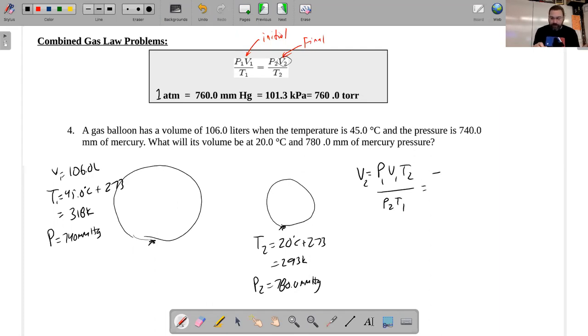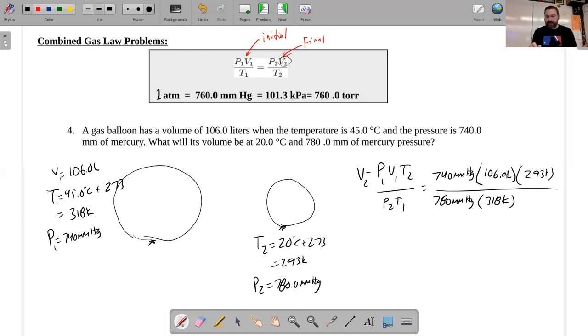So the starting pressure, 740 millimeters mercury. The initial volume was 106 liters. The final temperature is 293 Kelvin. The final pressure is 780. And the starting temperature was 318.